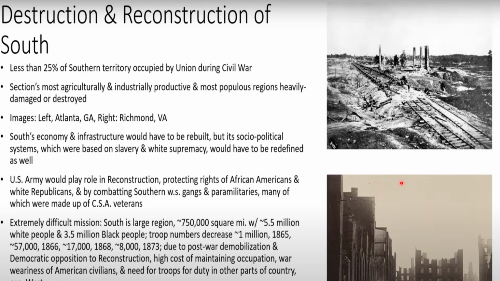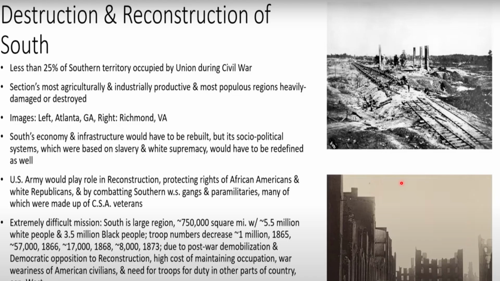Now that African Americans have been freed, black people were a large part of the Southern population. They now have freedom. They're going to have to be brought into politics, into society in new ways. Things are going to be reconstructed, not only socially and politically, but economically as well.